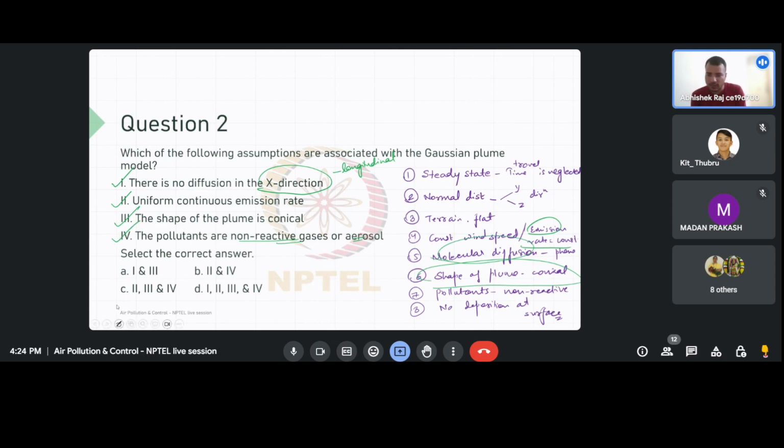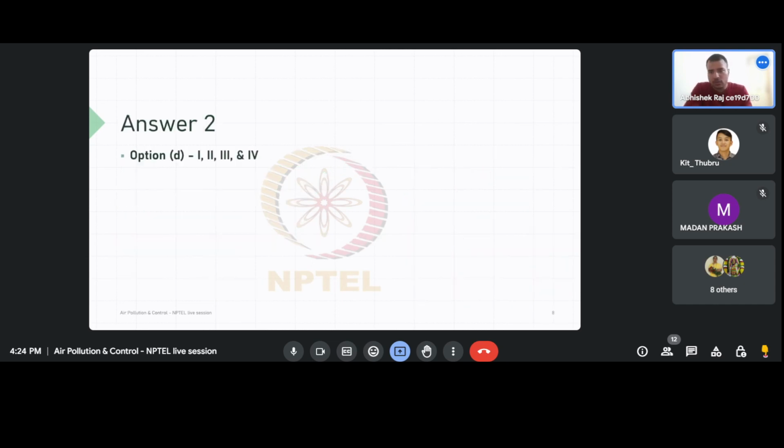So I think every option is correct here. So option D, 1, 2, 3, and 4. All the options are correct. I think there was some mixed response on this question, so I hope you will revise these assumptions. That's why I've written everything here. So option D, 1, 2, 3, and 4. All the assumptions are correct for GPM models.